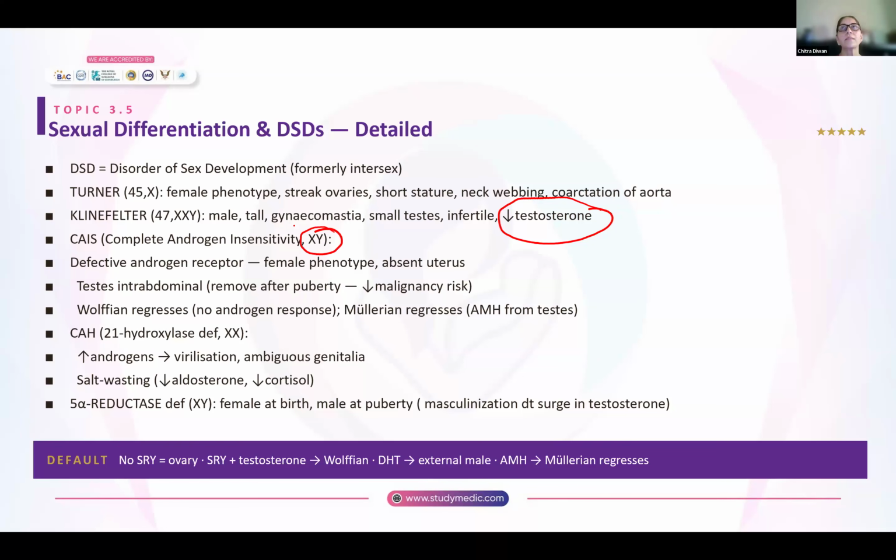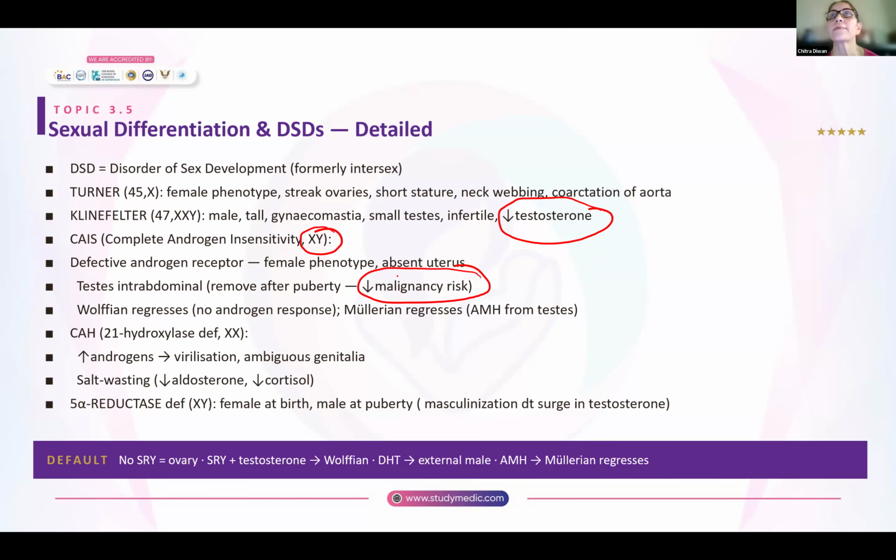But testes are developing, and these testes do not develop in the normal place. There is no downward flow of the testes. They remain intra-abdominal. There is no descent of the testes into the scrotum because the scrotum is not forming. These testes remain intra-abdominal, and there is a risk of them turning malignant. Usually these complete androgen insensitivity cases present as primary amenorrhea. Once they are diagnosed, after puberty, they are advised to undergo a gonadectomy because you want to decrease the risk of malignancy.